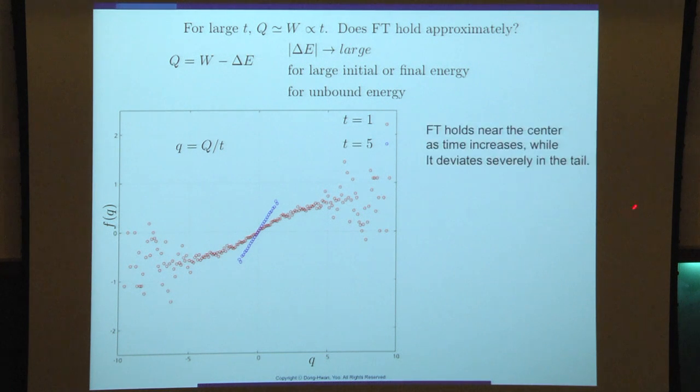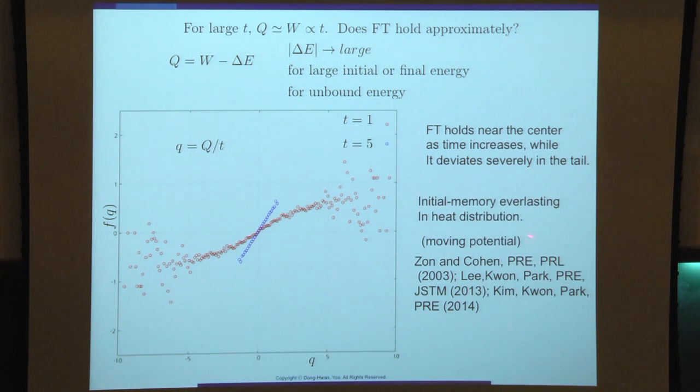So as a conclusion, the fluctuation theorem only holds near the center as time increases, while it deviates very severely in the tail. This is because of the energy change effect for the unbound energy. And this so-called initial memory effect, we found, was shown to everlast in the heat distribution for the moving potential case, where the trap potential moves with constant velocity. In this case, many works show this fact, that the fluctuation theorem for the heat only holds in the center region.